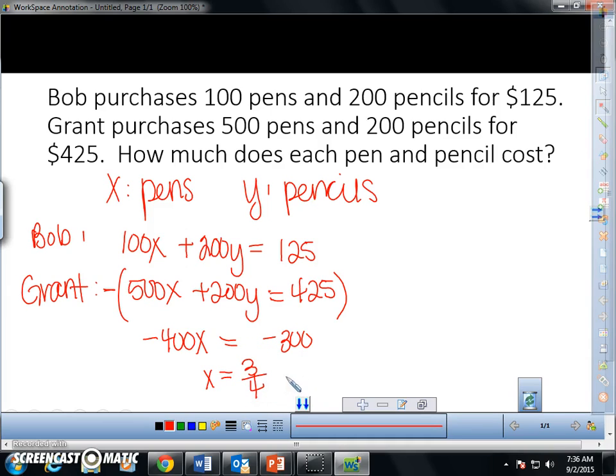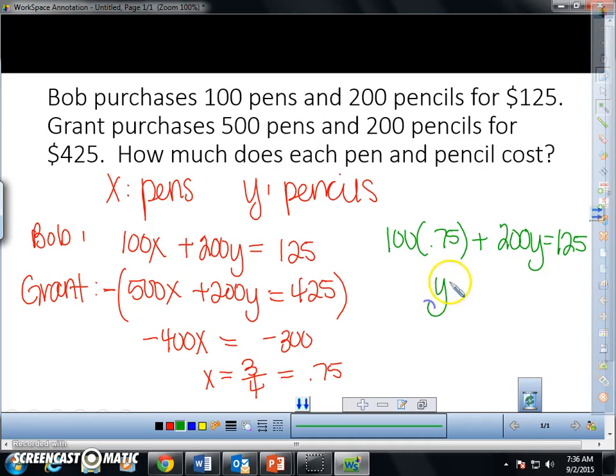We're talking about money, because the cost of a pen and a pencil, so if we write that in decimal form, it's going to be 0.75, or 75 cents. I'm going to take that and plug it back into an equation to figure out what the value is for pencils. So I have 100 times 0.75 plus 200y, and that's going to be equal to 125. Okay? So here, when we solve that, we get y is equal to 0.25.